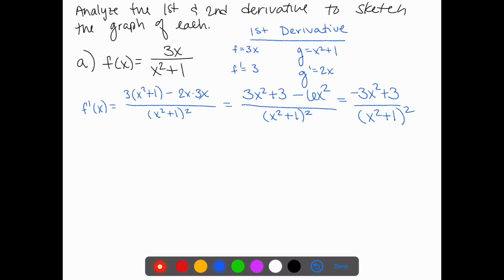All right, so let's just dive in and look at an example. We are going to analyze the first and the second derivative to sketch the graph of the function f of x equals 3x over x squared plus 1. So the first thing we need to do is find our first derivative.